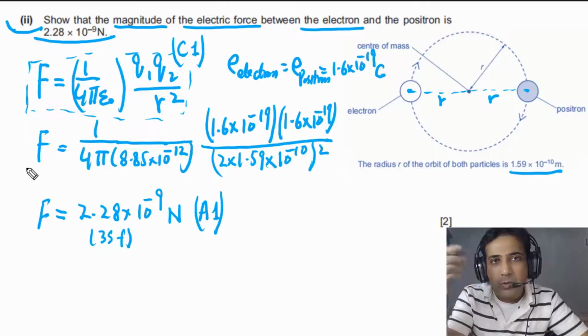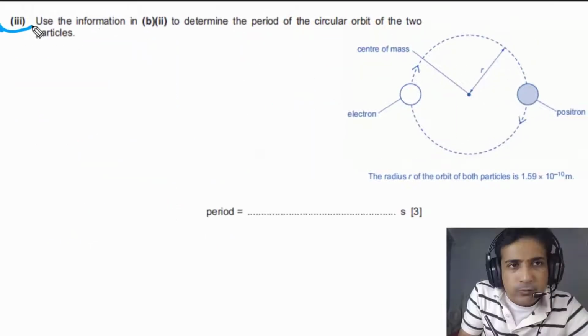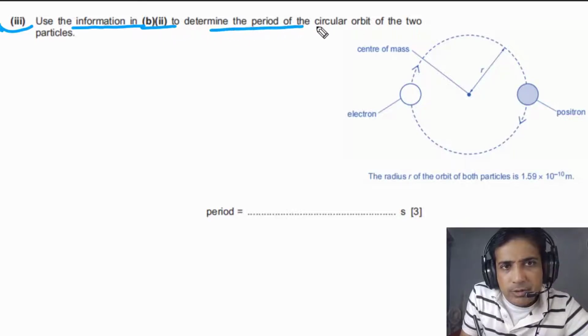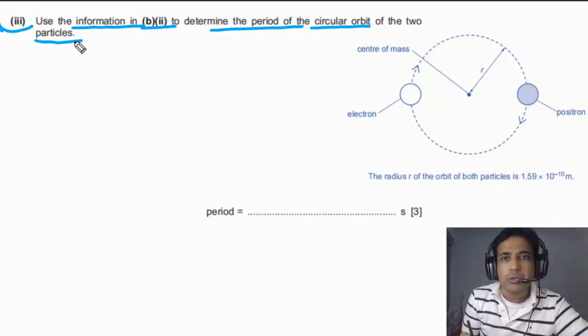One thing you need to understand in this case, charge on these two particles is the same because they are particle and antiparticle. And the second confusing part is you need to consider the separation between these two charges, not only the radius. For the third part, we need to use information in B2 to determine the period of the circular orbit of two particles. We need to determine the period.